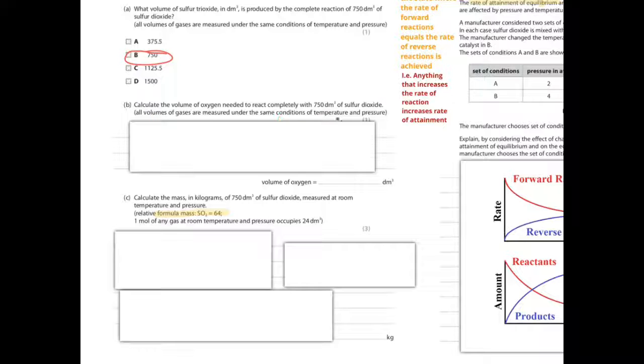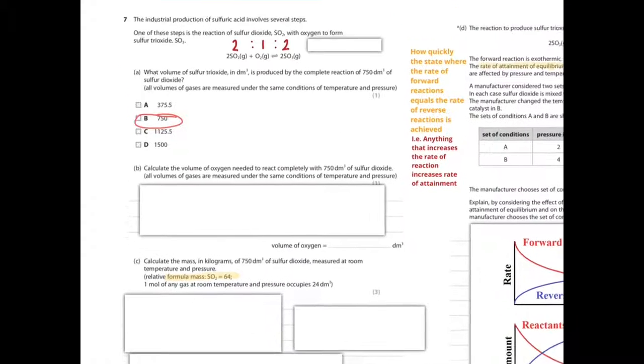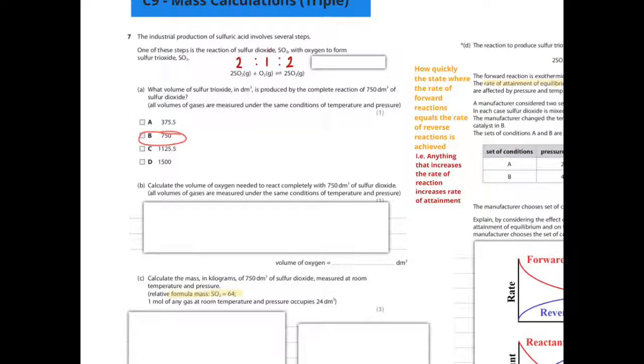Next, calculate the volume of oxygen needed to react completely with 750 decimeter cubed of sulfur dioxide. Okay, so again, same temperature and pressure. It'll always say that, so you don't have to worry about it. There's no strange conditions that affect your answer. So, if this said 2 here as well, then it'd have to also be 750.